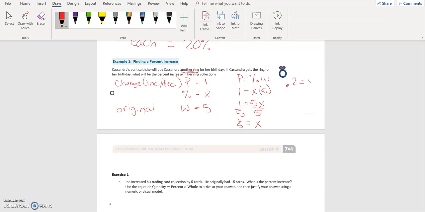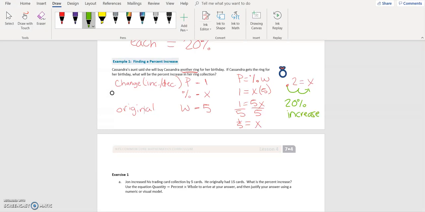0.2 is equal to x. Again, it's still not a percent, it's just a decimal at this point. So we need to take that decimal and move it 2 places to the right. 1, 2 gives us 20%. It is a 20% increase.